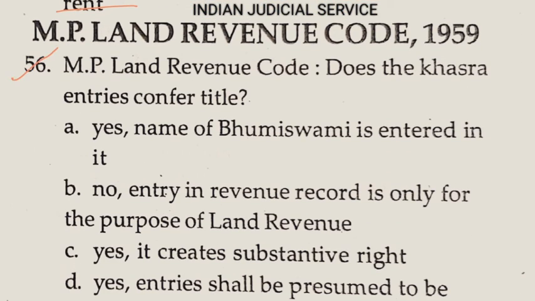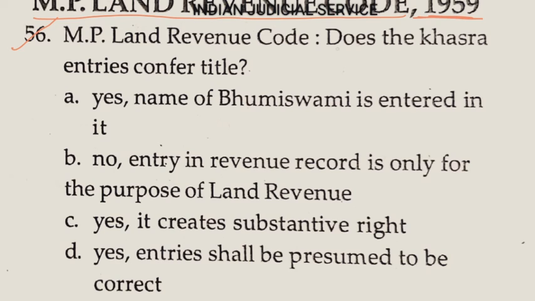Now question number 56. These questions are related to the MP Land Revenue Code 1959. MP Land Revenue Code: do khasra entries confer a title? This is a very important word here, khasra. So it is absolutely wrong. No, entries in the revenue record are only for, only for. So the answer is option B. Yes, if the word here were khatoni, then khatoni entries confirm the title of the bhuswamis, but in this question there is a khasra.